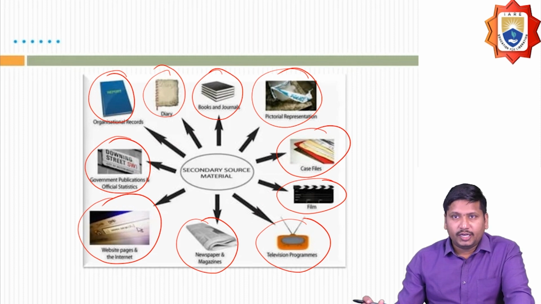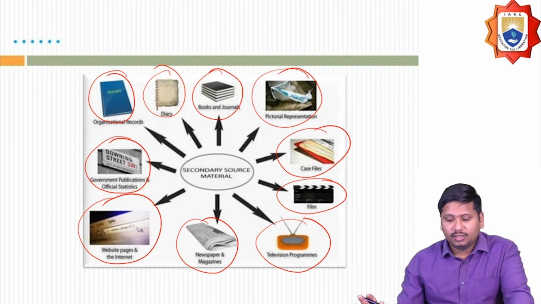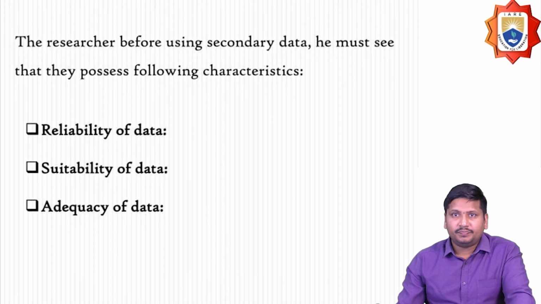Okay. So the diaries I'm extracting from should be secondary, and the data extracted from books, journals, internet, films, television, newspapers, magazines like this. So everything should be treated as secondary data.